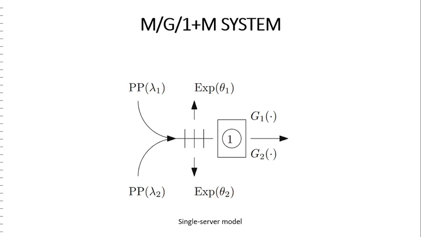Here the customers are impatient, and customers from class i leave the system after an exponential amount of time with parameter theta_i if their queuing time is longer than their patience time. And for each customer the patience time is different.